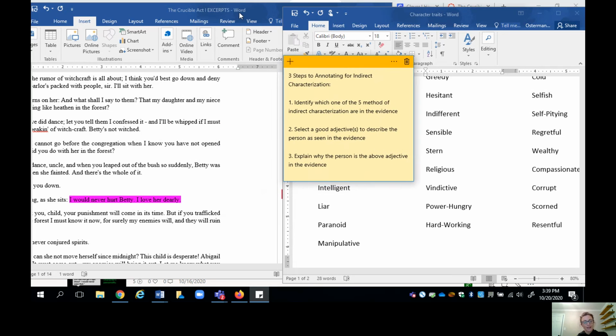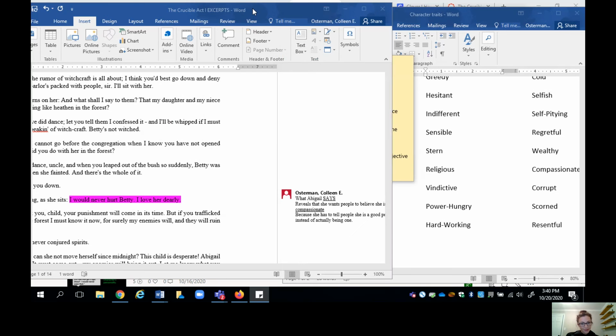So in Act 1, I am going to be annotating the excerpts. You may in your class have read the entire text, and I'm just going to look at one of the specific lines. I'm going to do this 3 times. So today I'm going to be characterizing Abigail. Again, we are in Act 1.